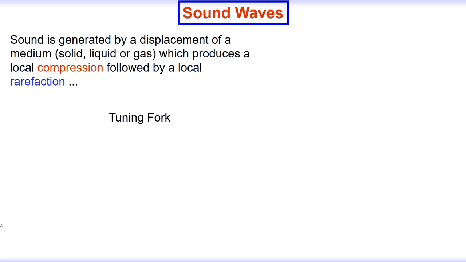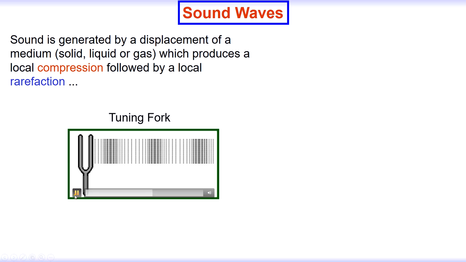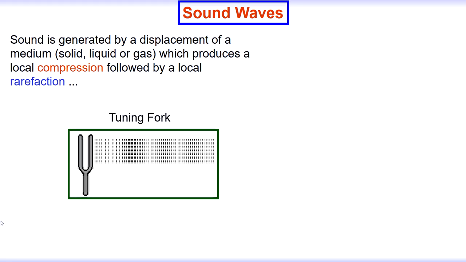Let's look at something with which you may be familiar, a tuning fork. When you strike a tuning fork, the prongs vibrate. That movement of a prong displaces a medium. In this case, that's the surrounding air around the tuning fork. When those pressure fluctuations reach our ears, we perceive these as sound.